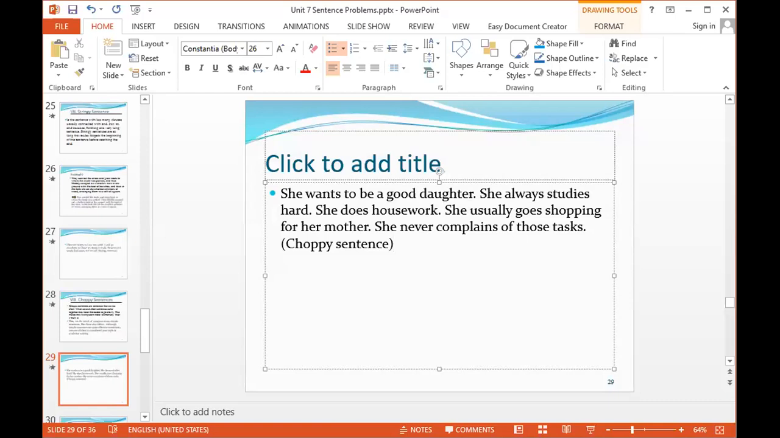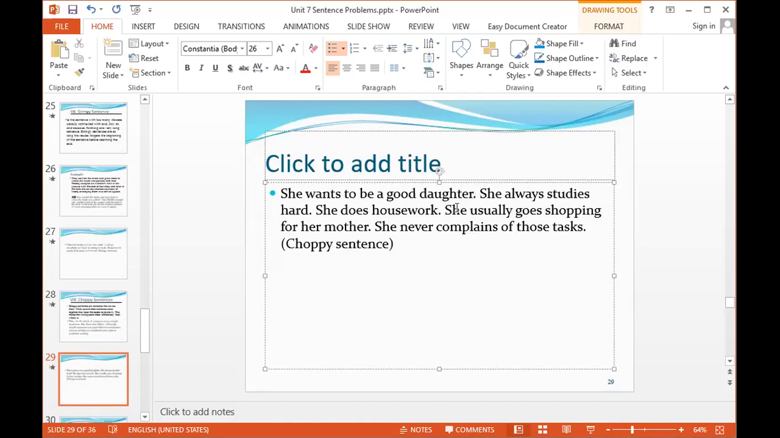But if you combine a lot of sentences together, what do we call it? Stringy sentence. Yeah, stringy. Choppy is for many short sentences, stringy is for too many combined. So we combine them into 2 or 1.